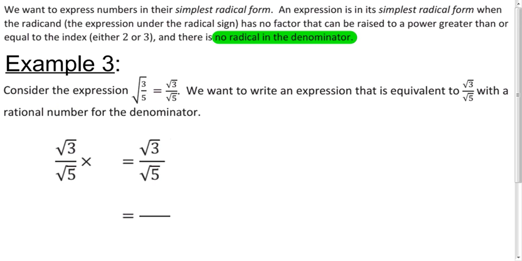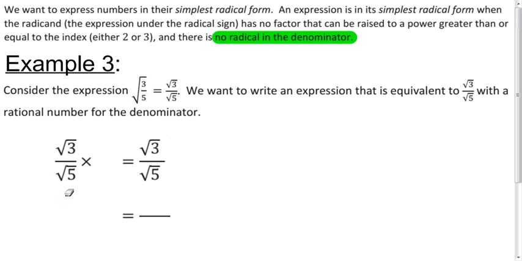Now, when we were talking about simplest form, the second part of that statement was that there's no radical in the denominator. So if you look here in this expression, we have the square root of 3 over the square root of 5. And we want to get rid of that square root of 5 in the denominator. So how can we do that without changing the value of this number? Well, the only thing we can multiply a number by without changing its value is multiply by 1. So we have to multiply by some form of the number 1.